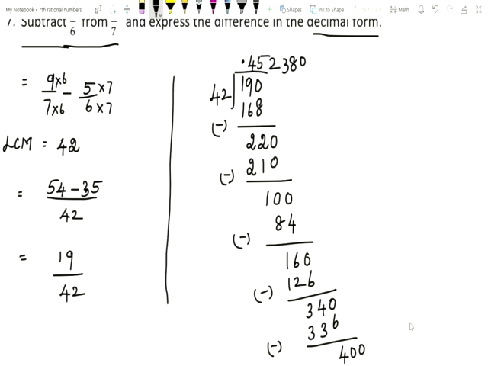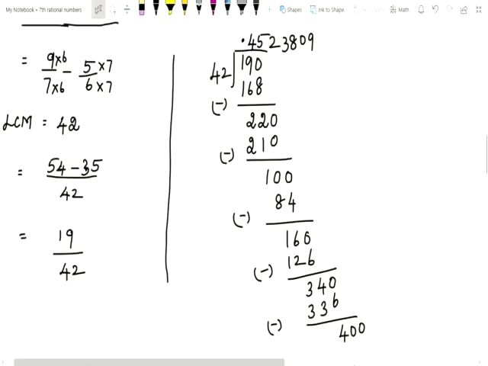In 400, how many 42s are there? 9 times. So 9 2s are 18, so 8, remaining 1. And next 9 4s are 36. 36 plus 1, 37. Now you subtract this. What will you get? 22. Okay. So 22 we can't divide.